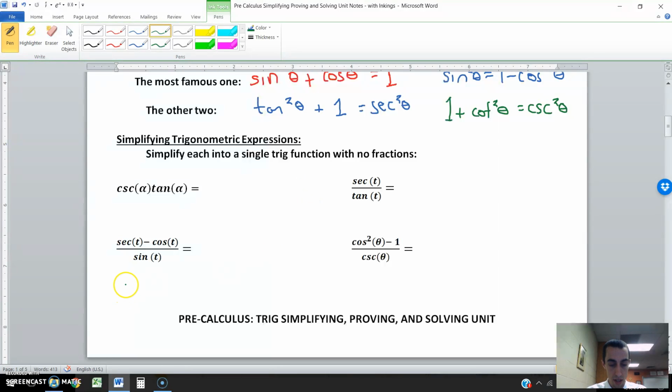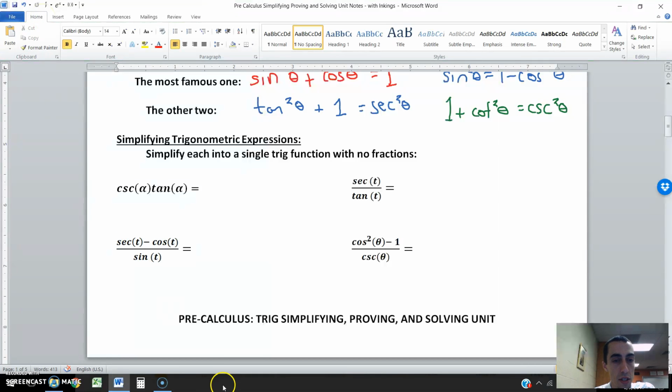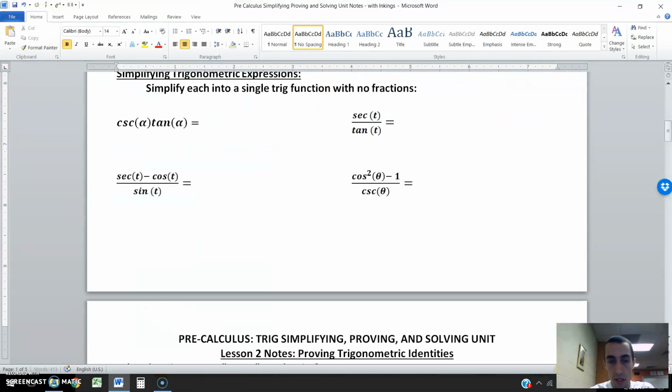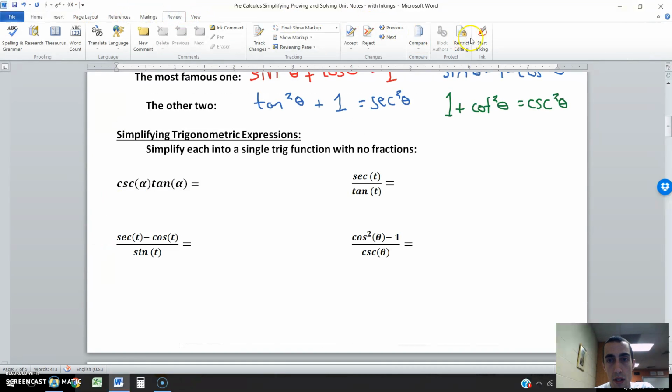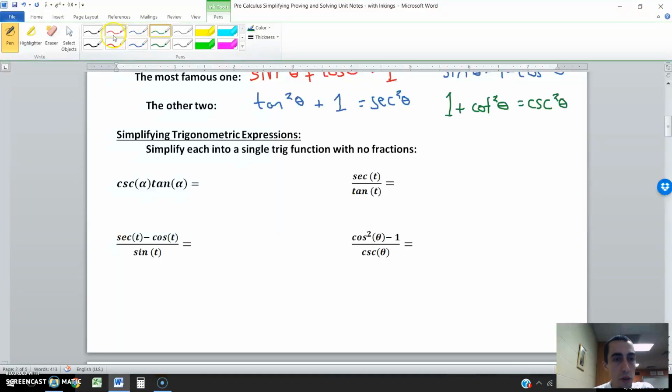Alright, next up then, we've got some trig expressions that we're asked to simplify. We're told to simplify each into a single trig function with no fractions. Let me get this out of the way. Alright. So this first one is cosecant of alpha times the tangent of alpha, that Greek letter alpha, which is basically like our A in our alphabet.